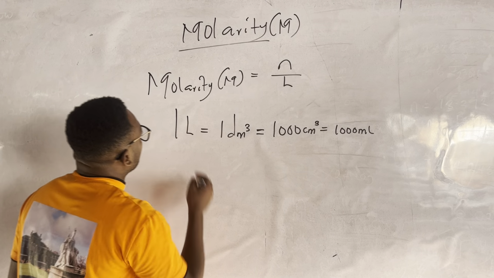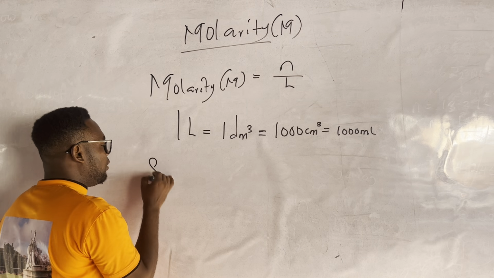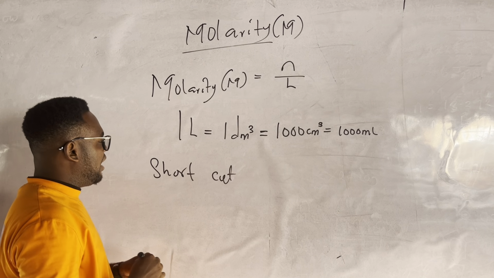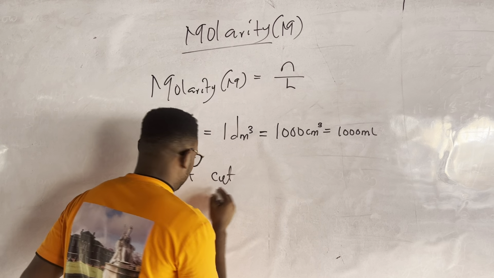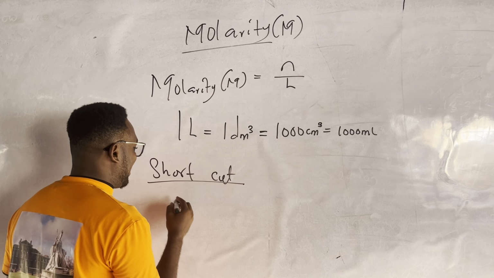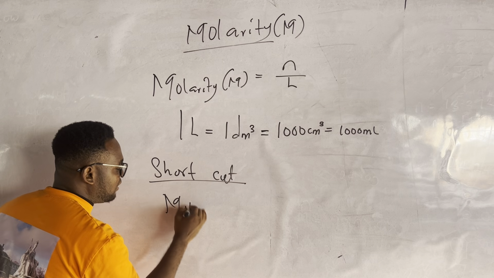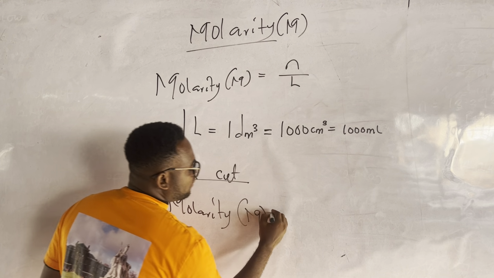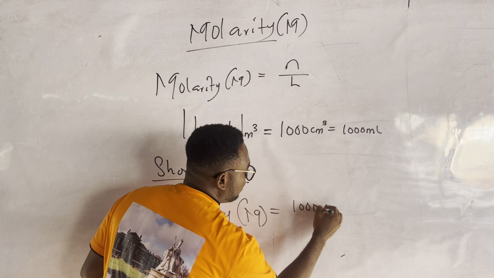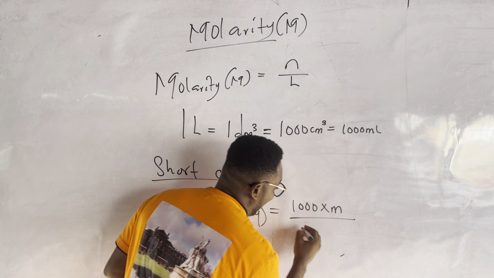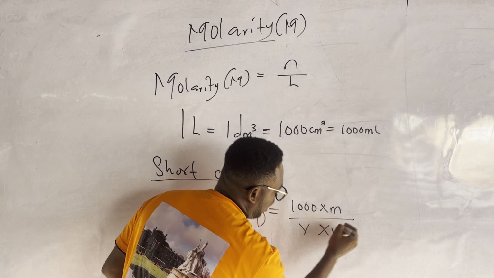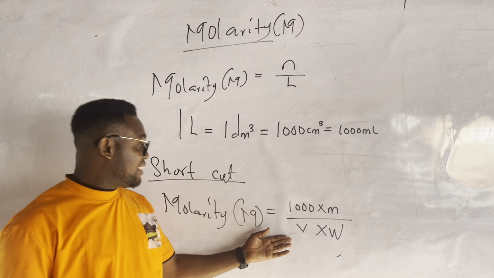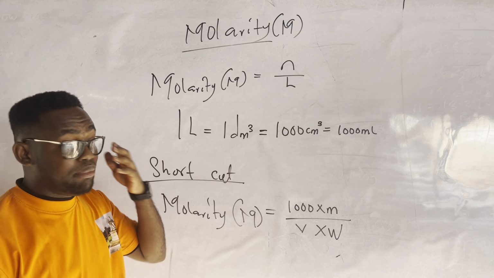Now for the shortcut for molarity. Look at this formula here, the shortcut. Why am I saying that this formula is a shortcut? Let me write it first. By way of shortcut, we said that molarity, capital letter M, is equal to 1000 multiplied by m divided by V times W. So this is the formula we use when we want to get our answer faster and reliably.